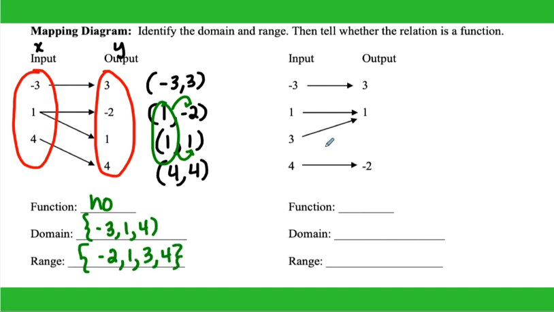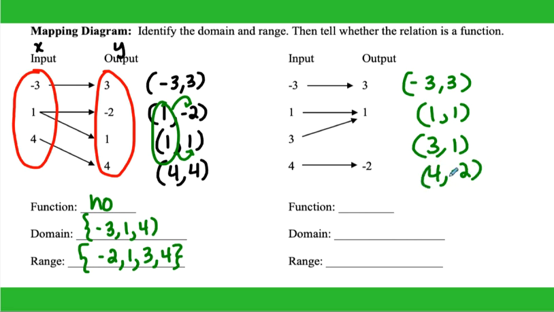All right, now let's look at this next mapping. Looking at this, I have -3, 3. I have 1, 1. I have 3, 1. And I have 4, -2, those same points. Now, I have no repeated X's. I do have repeated Y's, but that's okay. No repeated X's, it's a function, yes. So I'd like you to go ahead and list your domain and your range, okay?